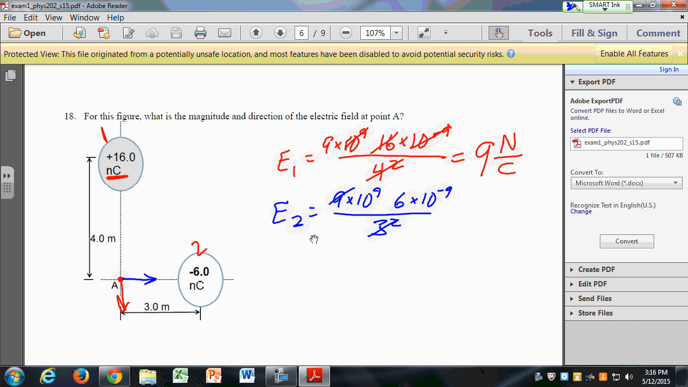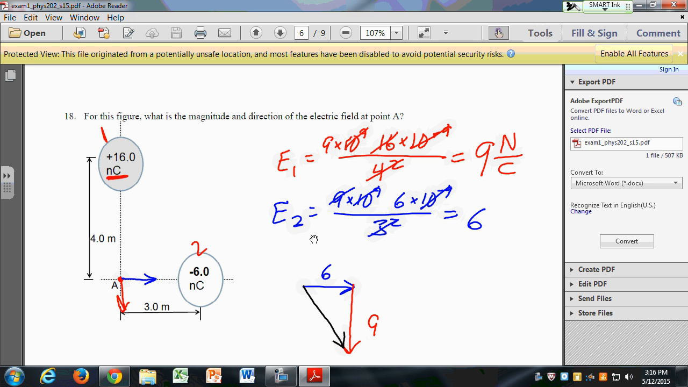That cancels, cancels, cancels, and cancels, and that leaves 6. And then you want to find the magnitude and direction. So I have a vector of 6 units in this direction. I have a vector of 9 units in this direction, and the net vector is this one.